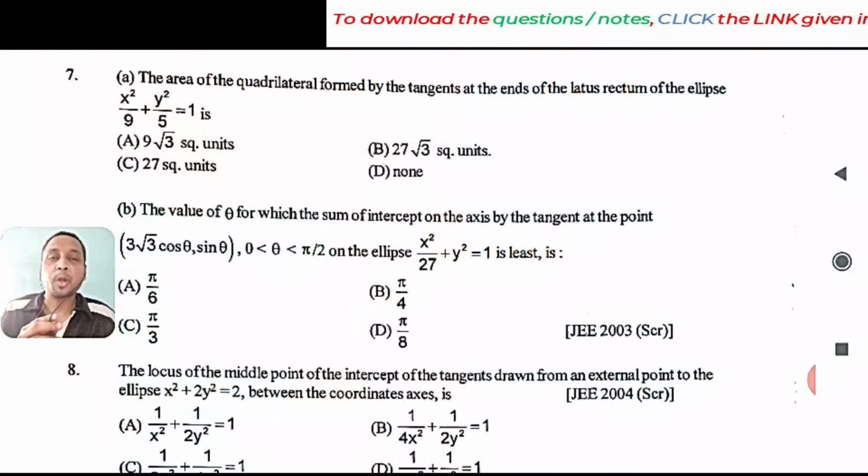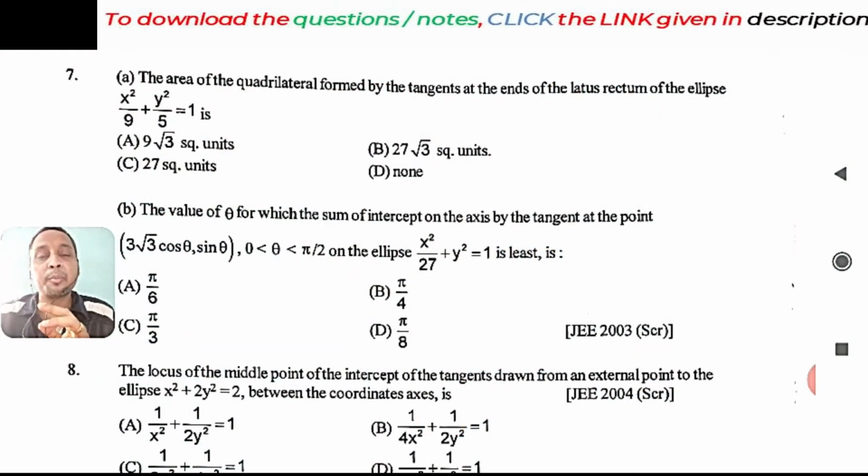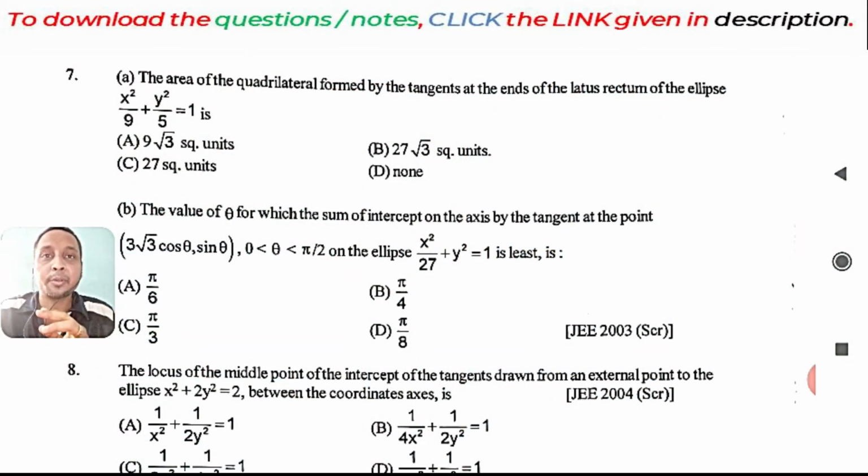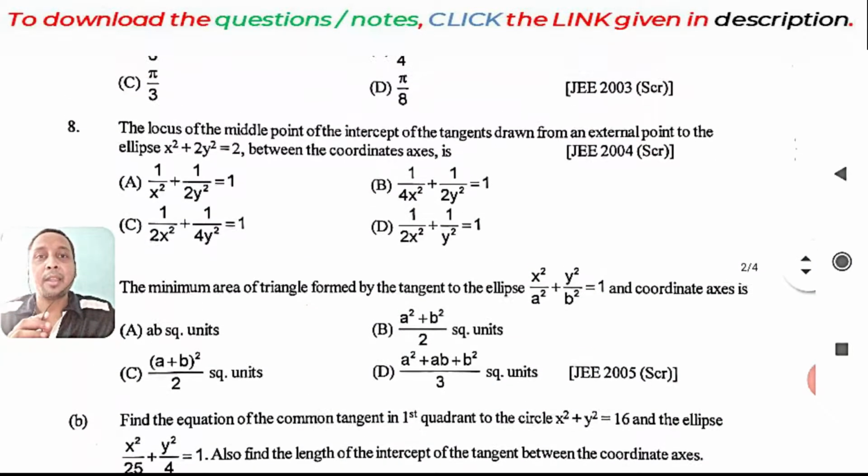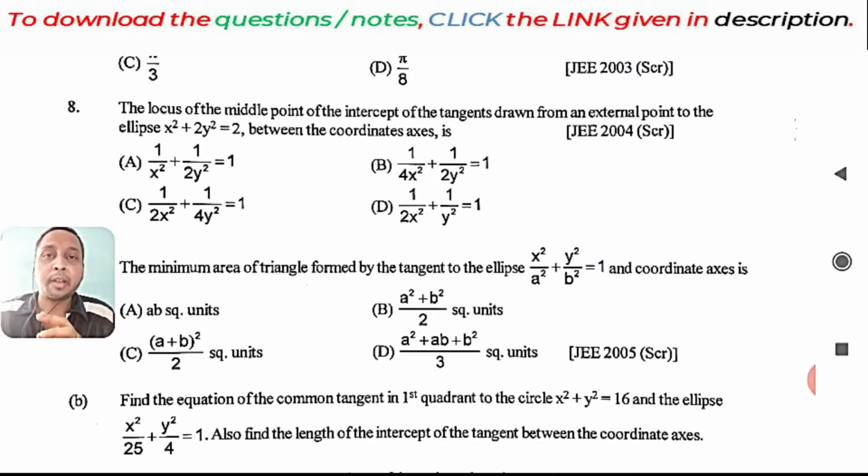Okay students, welcome you all to this new lecture in advanced level where we are solving previous year IIT JEE questions on ellipse. So today we will be solving question number 7a, 7b, 8, question number 9a and 9b. Okay then, let's try to solve these questions.